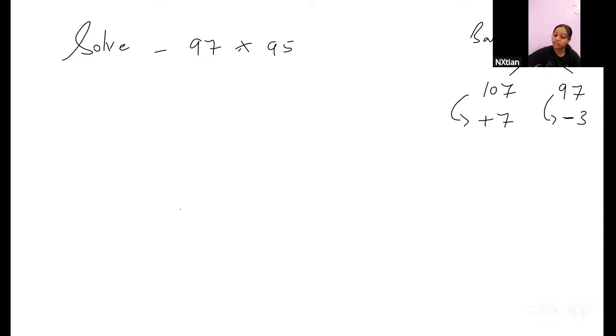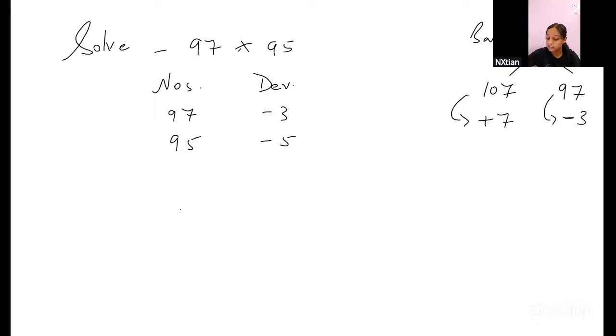So how will we work on this? Let's put the numbers and deviation. 97, the deviation is minus 3. And 95, the deviation is minus 5. Because 100 minus 5 is 95, and 100 minus 3 is 97. So minus 5 and minus 3 are the deviations of 95 and 97. Same way it will work with all the bases and sub-bases.